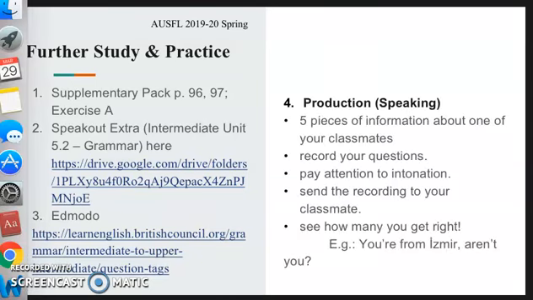For speaking practice, please think about 5 pieces of information about one of your classmates and record your questions. Pay attention to intonation and then send the recording to your classmate. See how many you get right. For example, you're from Izmir, aren't you?